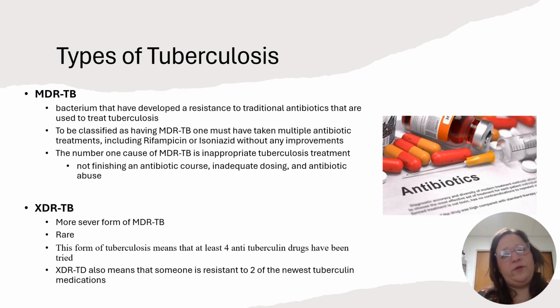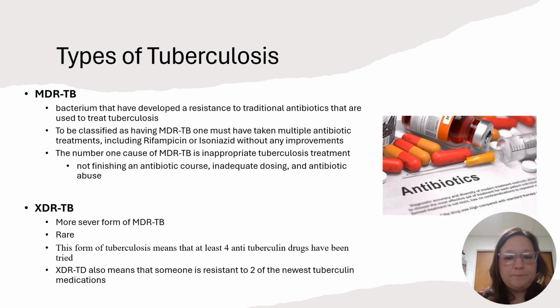Are there different types of tuberculosis? There are different types of tuberculosis. There's our regular old tuberculosis that we can treat. We can do a course of antibiotics that will get rid of that bacteria. However, there is a type of tuberculosis where the bacterium has developed a resistance to our regular antibiotics that are used to treat tuberculosis, and they're not going to work anymore.